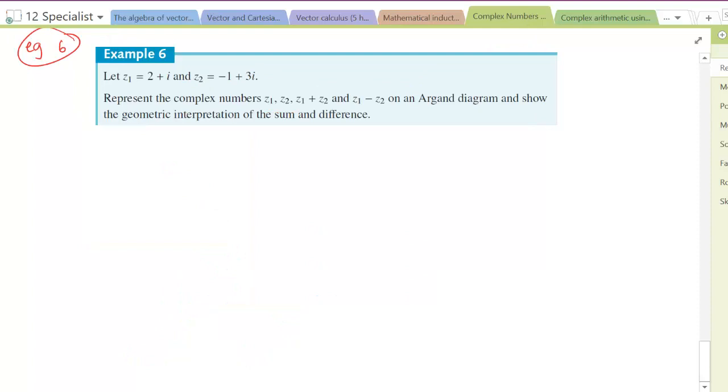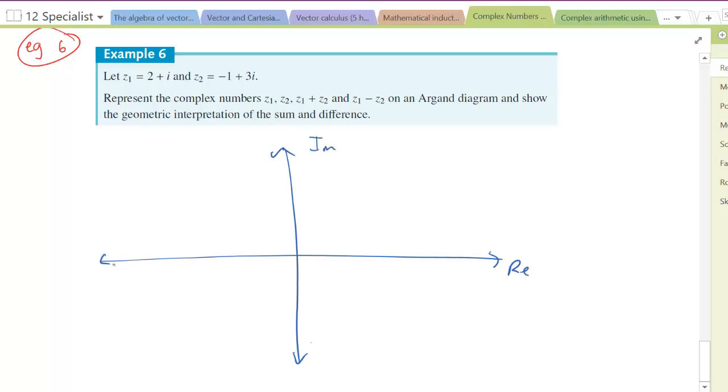Okay, so when we're looking at example 6, we're looking to represent the complex numbers Z1, Z2, Z1 plus Z2, and Z1 minus Z2 on the Argand diagram. So if we're going to do this all on one plane, I'll draw a nice big plane. We have real and imaginary. Z1 is simply 2 plus i. So that means 2 in the real and 1 in the imaginary. So here we have 2 and 1.